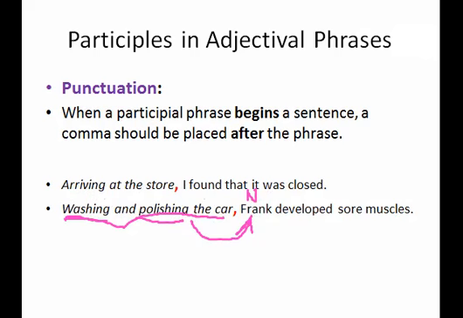Okay, do we understand the concept of adjectival phrases, participle adjectival phrases? I hope you have understood. Now, the important thing is, if the participle phrase comes at the beginning of the sentence, you're going to place a comma after the phrase. You're going to place a comma immediately after the phrase. And then you will have the rest of the complete sentence. Okay?